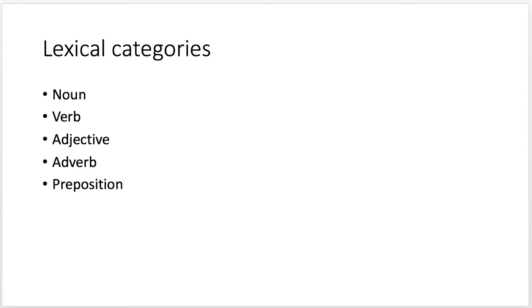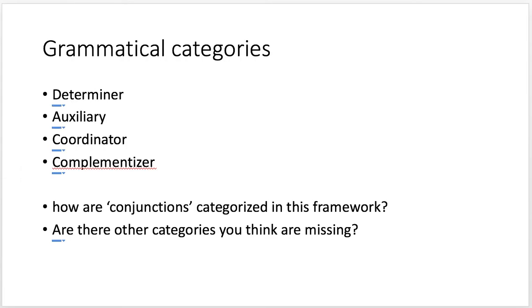So the lexical categories that we're going to describe here are noun, verb, adjective, adverb, and preposition. That's the total list for us. Grammatical categories that we're going to have here are determiner, auxiliary, coordinator, and complementizer. So this is one approach to lexical and grammatical categories in English.